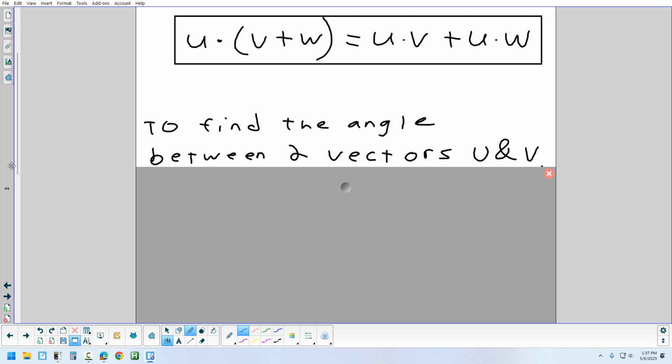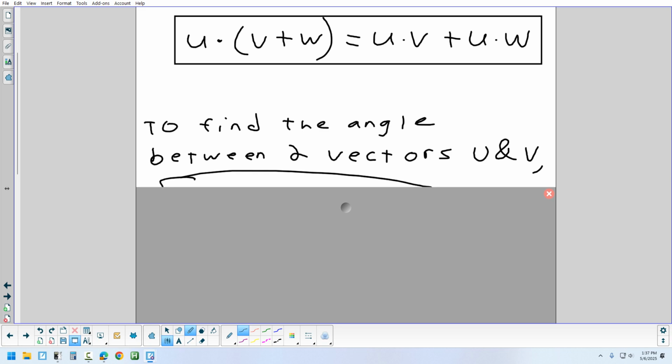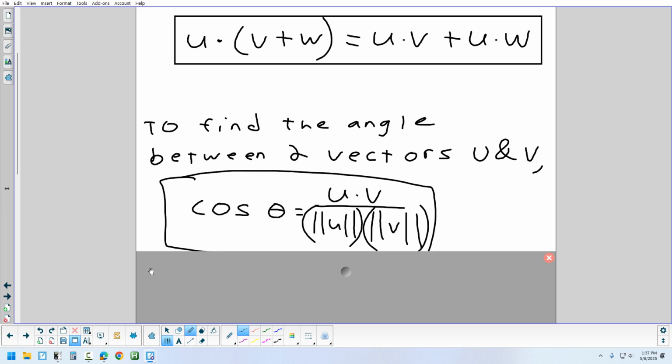So to find the angle between two vectors, it's going to use something that we just went over in the last section. It uses the magnitude, and it uses the dot product, and that's equal to cosine. The reason there's a cosine on that side is because this comes from the law of cosines. But that's not something we go through in here.